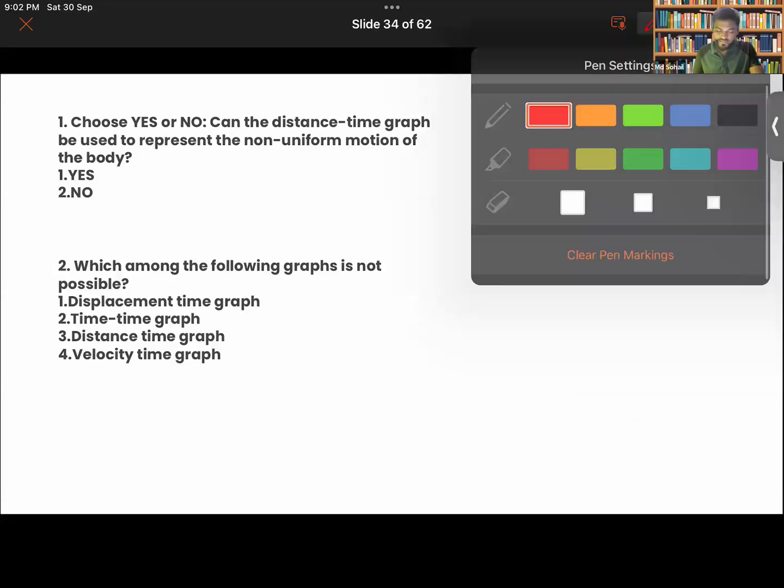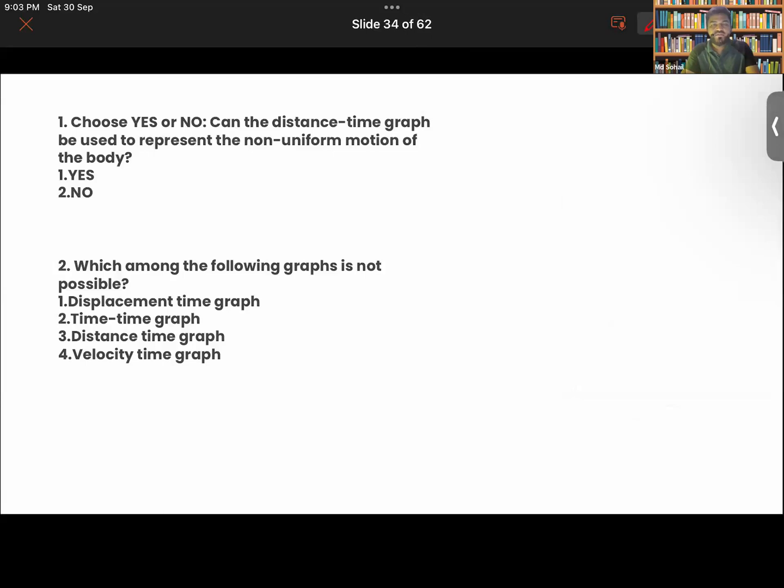Now, question number 1. Read the question. What does the question say? Choose yes or no. Can the distance time graph be used to represent the non-uniform motion of the body? What do you guys think? Can it be used? Yes, sir, obviously it can be used. Right. Now Chakrika, answer this.